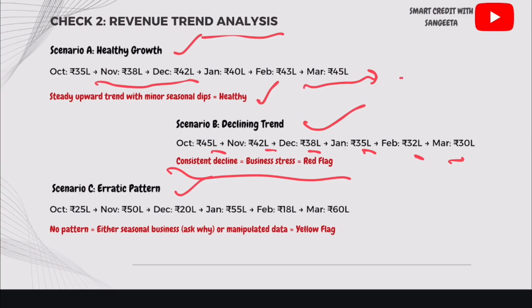Now let's go to scenario number C, erratic pattern. In October it was 25 lakh, in November he filed a return for 50 lakh, then again in December it dropped to 20 lakh, then in January again 55 lakh, in February 18, then in March suddenly 60 lakh. There is no pattern in the sales, right? Now there is a possibility that this is a seasonal business, or maybe the data is manipulated, and this shows a yellow flag. Okay.